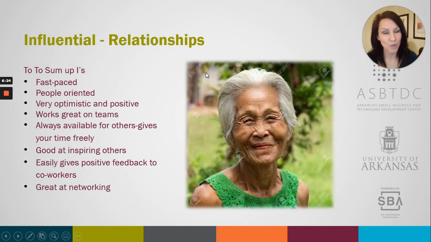Then you have the influential. This group of people, remember, they're all about relationships and people. To sum this group up, they're still fast-paced, they still like to multitask, but they're really focused on the people side of everything. They're very optimistic, they're positive, the glass is half full. They really will be helpful with any situation that comes along because they're great listeners. They're always available and give their time very freely.